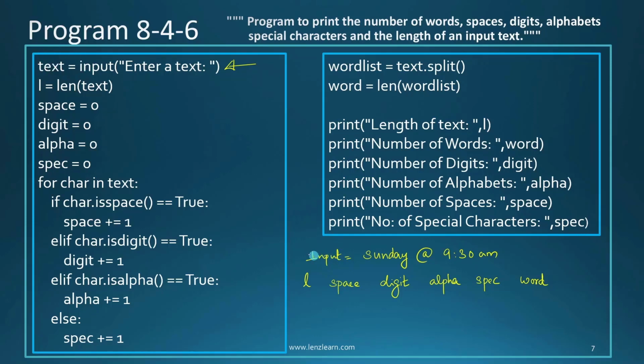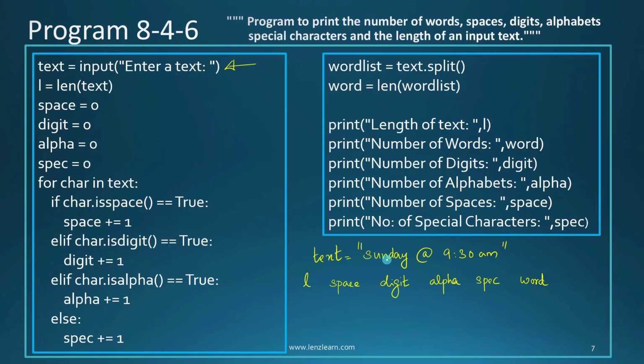Okay, so now the variable text has the string Sunday at 9:30 a.m. because I give the input like that. Now I have created many variables inside this program. The first variable is called L, then we have space, digit, alpha, special character, and number of words. Okay, so the first variable L is storing the length of the text.